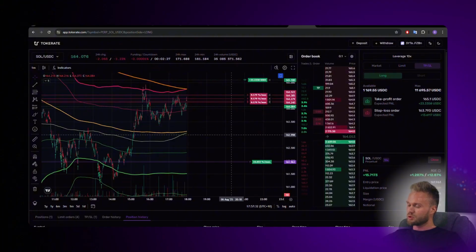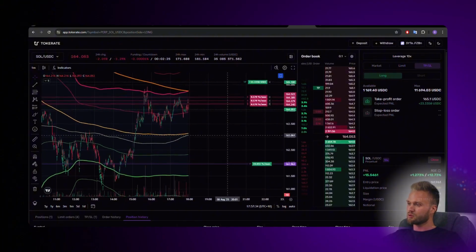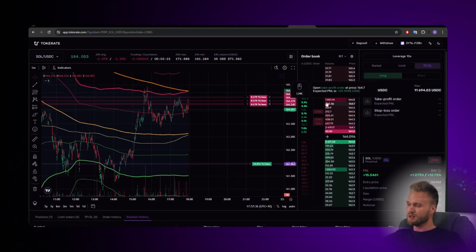But I won't work with a stop loss. I will reduce the current position with limit orders. I will wait somewhere around here to exit the position.